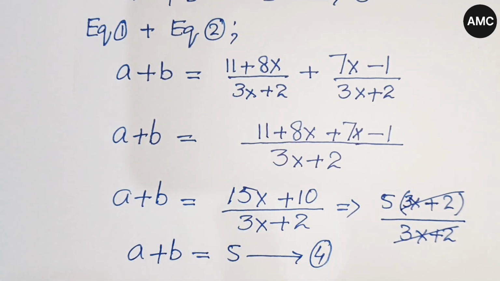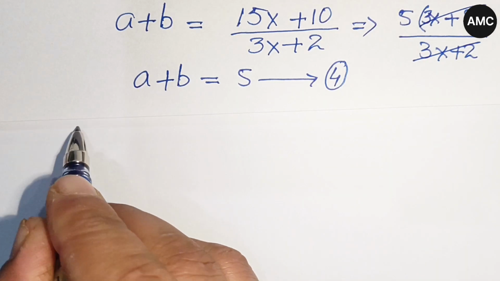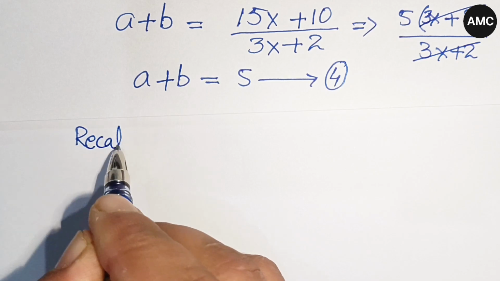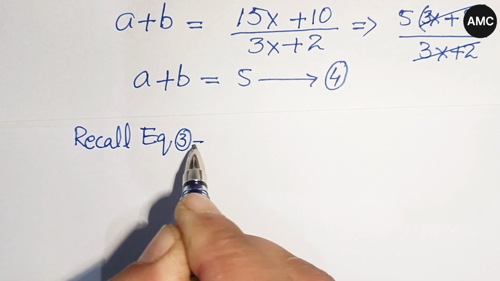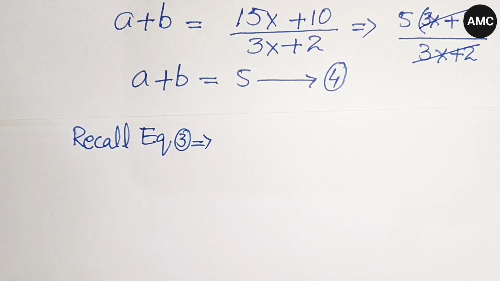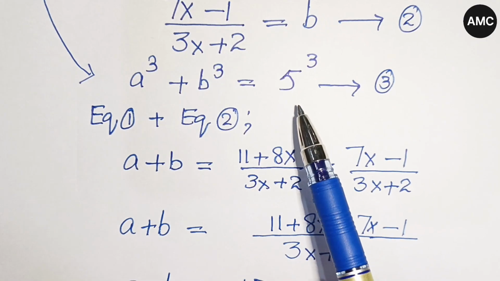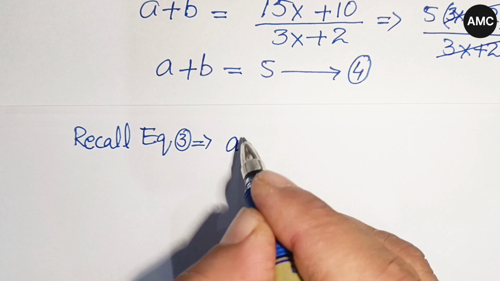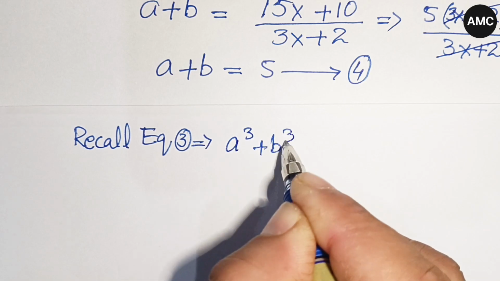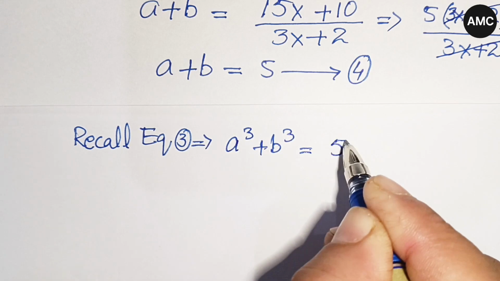Now recall equation number 3. Equation 3 implies that a cubed plus b cubed is equal to 5 cubed.